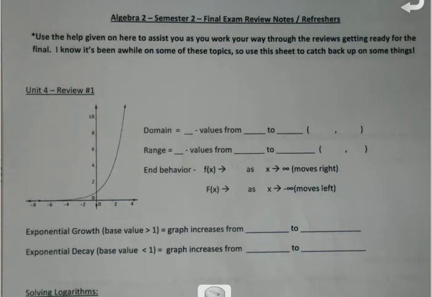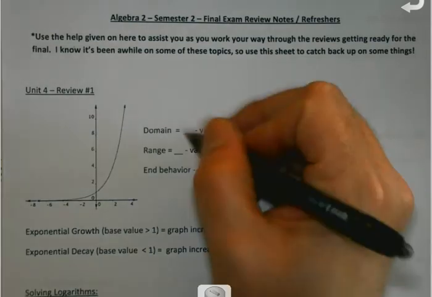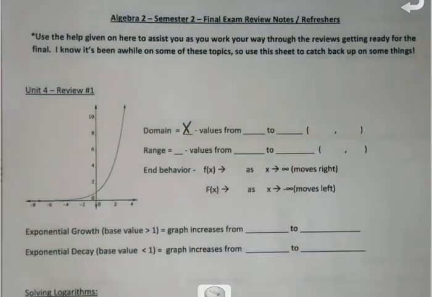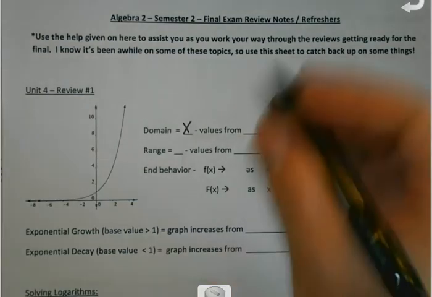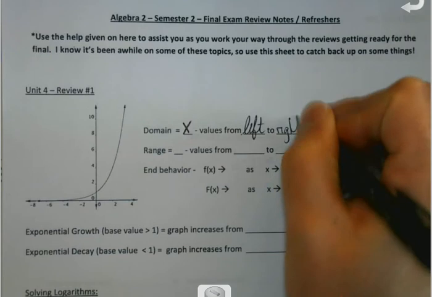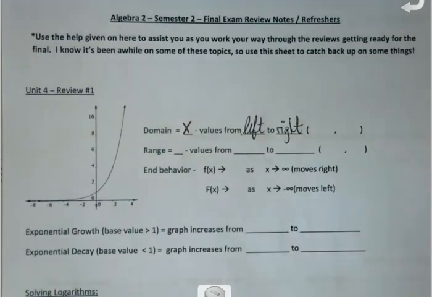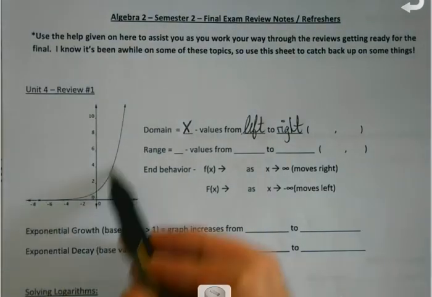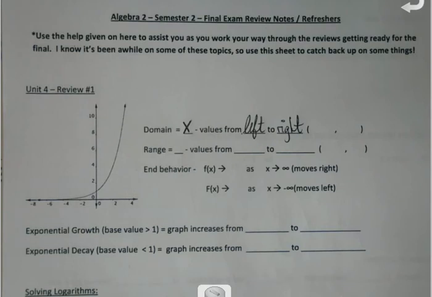So, okay, on this first review again, we're looking at Unit 4. And one of the things we looked at in Unit 4 was exponential growth and decay in a couple of different ways. Okay, first, our domain values, if we remember back, are our x values. And it's our x values in the graph as we move from left to right. So as I go from negative to positive infinity. And in this example, that's actually what my domain would be.